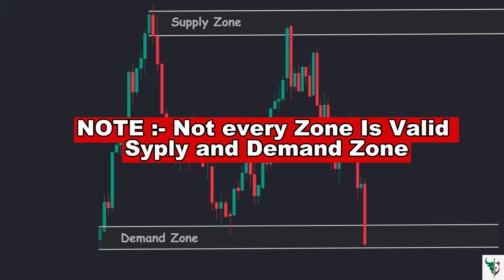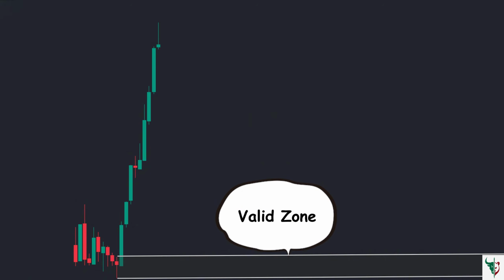But not every bounce is a valid supply or demand zone. We're not looking for minor reactions. We're looking for imbalances, where price exploded away, leaving a clear footprint of institutional activity. Let me give you a simple example. Let's say price consolidates in a tight range, then suddenly moves 50 pips in one direction in just a few candles. That sudden move shows imbalance, and the area where that move started becomes our zone.